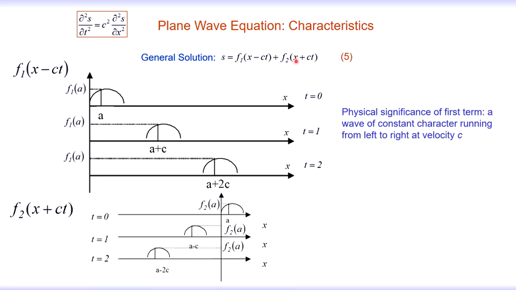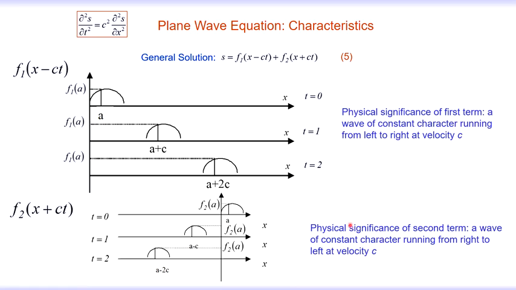If we look at the other part of the function, f2 of x plus ct, then we get a similar story. But in this case, instead of the wave travelling to the right, the wave travels in the negative x direction. So if this is our shape at time t equals 0, as we had before, and this is the value at position x equals a, then at time t1 it's displaced by a minus c, and at t2 it's displaced by a minus 2c. So the physical significance of the second term is a wave of constant character running from right to left at velocity c.